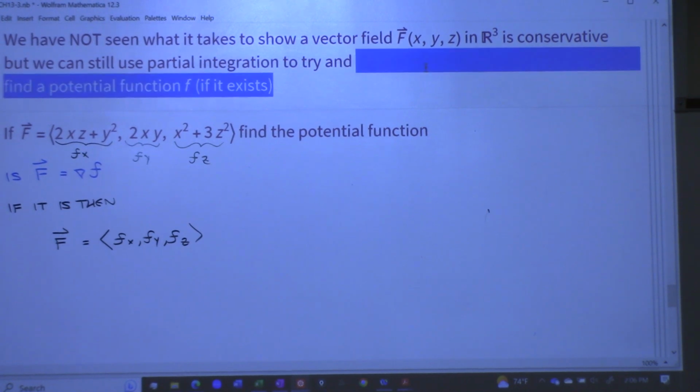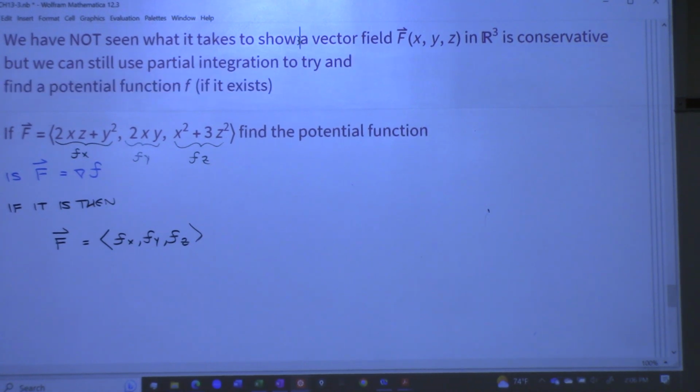Does it matter which one we start with? It does not matter. I always start with x because it's the first one from left to right. But you could start in the middle with the partial f with respect to y or z. You could look at them and see what's easier for you.